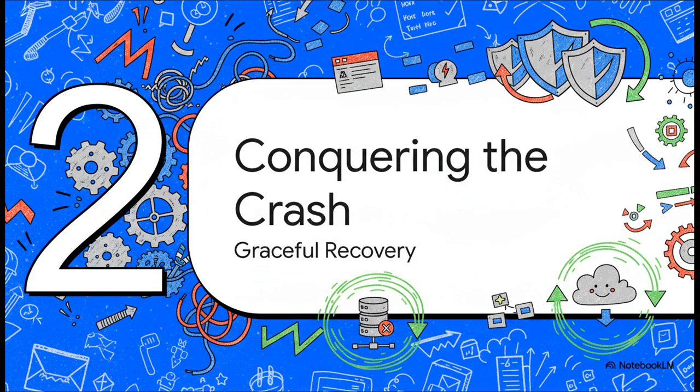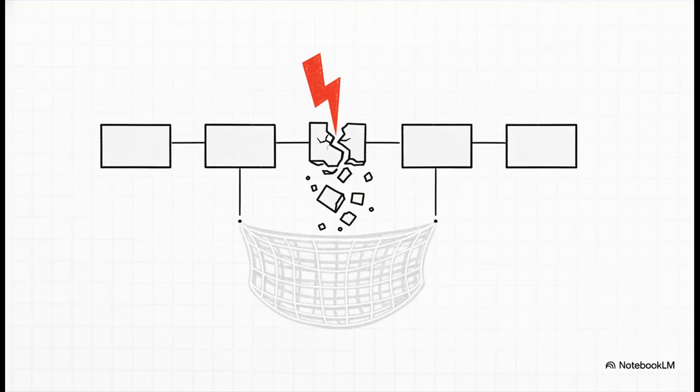They actually break. An API goes down, a database query fails. Let's conquer the crash and see how we can build apps that recover gracefully instead of just falling apart. And for this, we have another special file, error.tsx. Just like its loading cousin, Next.js knows exactly what this is for. Think of it as a safety net, an error boundary.